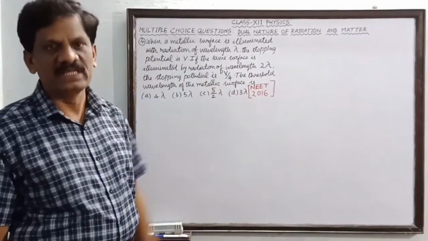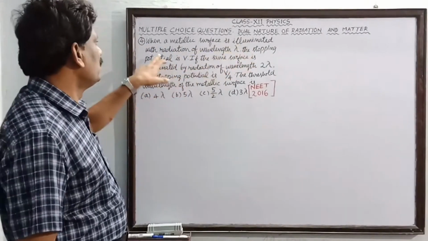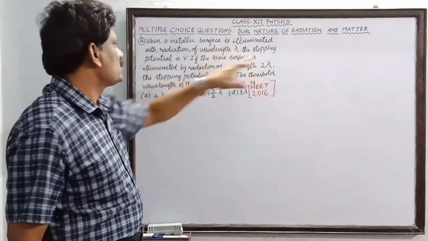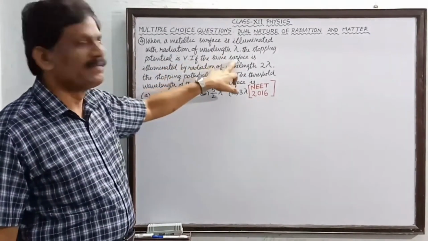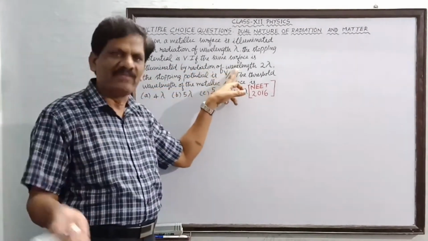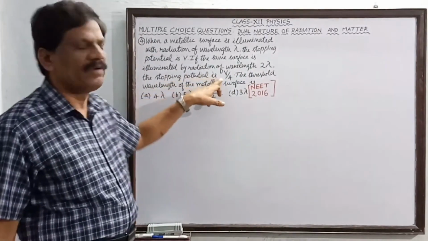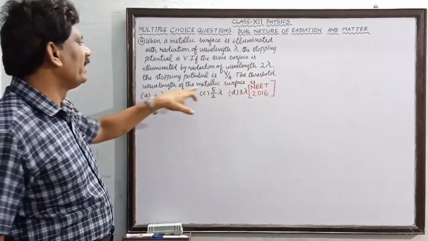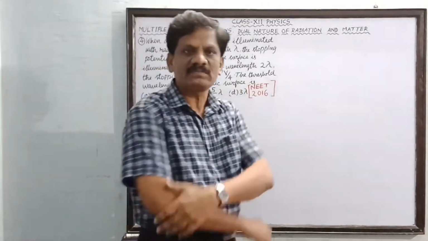Now the fourth question is, when a metallic surface is illuminated with radiation of wavelength lambda, the stopping potential is V. If the same surface is illuminated by radiation of some other wavelength 2 lambda, then the stopping potential is found to be V by 4. Now the threshold wavelength of the metallic surface is one of the 4 options.